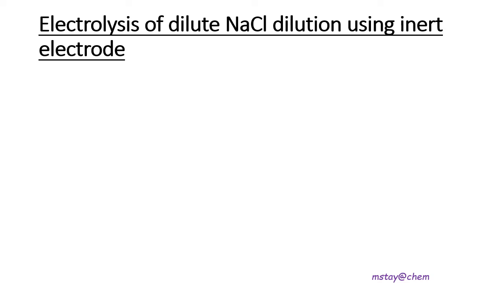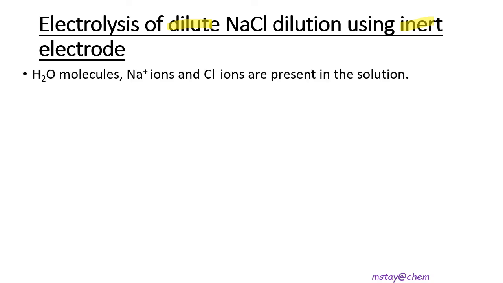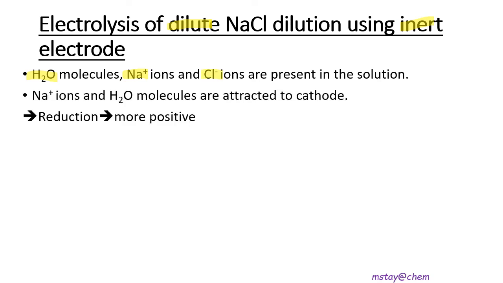Okay, now we are going to continue with the electrolysis of dilute NaCl solution using inert electrodes. The difference from the previous example that we discussed is the concentration. Just now it was the concentrated solution, and this one is dilute NaCl. Similar to the previous case, in this solution we can find water molecules, Na+ and also Cl-. As usual, Na+ and water will be attracted to the cathode.